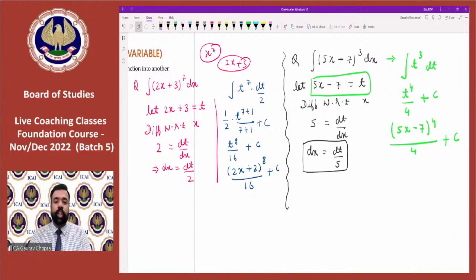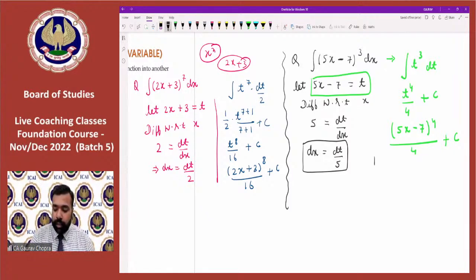And now comes the shortcut. Do you want to know the shortcut? Because this process, the substitution method, requires you to write three or four steps and then solve. But there is one shortcut available here, and we can apply that shortcut as well. So now let us understand the shortcut.